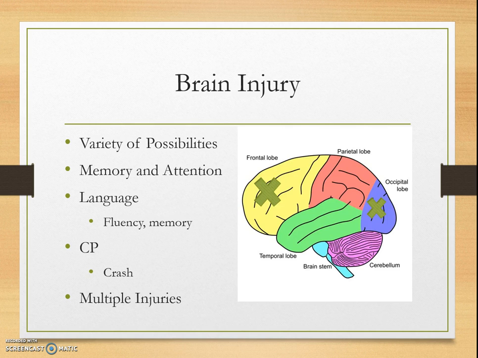Brain injury. There's a variety of possibilities when dealing with brain injuries. This could have to do with memory and attention, or the ability to speak or memorize a language. Brain injury can also cause cerebral palsy in a car crash. It has also been shown that with multiple injuries to the brain, all of these problems only tend to get worse.